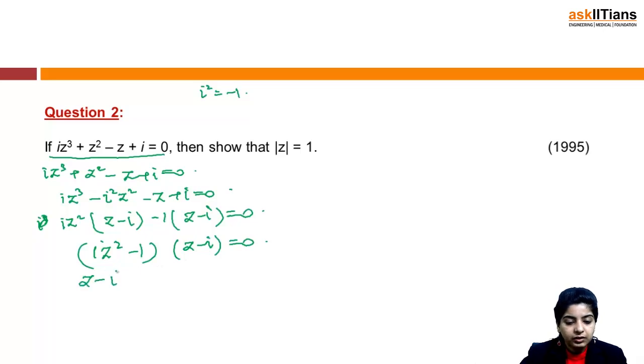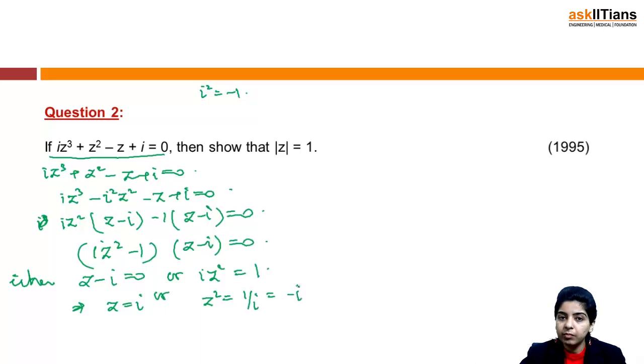This gives me either z minus iota is 0 or iota z square is 1. That means z is iota or z square is 1 by iota, which means z square is minus iota. Why? 1 can be written as minus iota square, so it becomes minus iota. Now we have got z is iota or z square is minus iota.